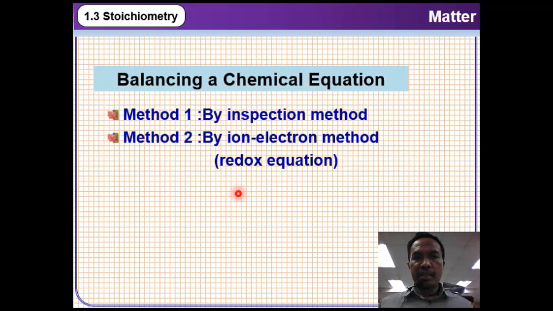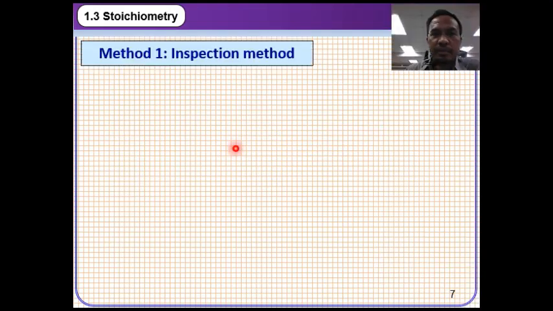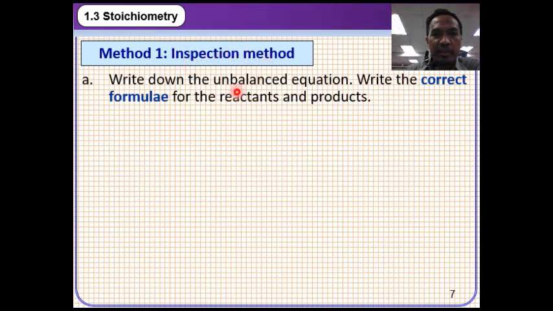We are going to balance the chemical equation first by using method 1, which is the inspection method. And the second one is by using the ion electron method, which is specially for redox equations. In the inspection method, normally we write down the unbalanced equation first. The unbalanced equation normally involves the formulas for the reactants and products, and make sure we write the correct formulas for the reactants and products.